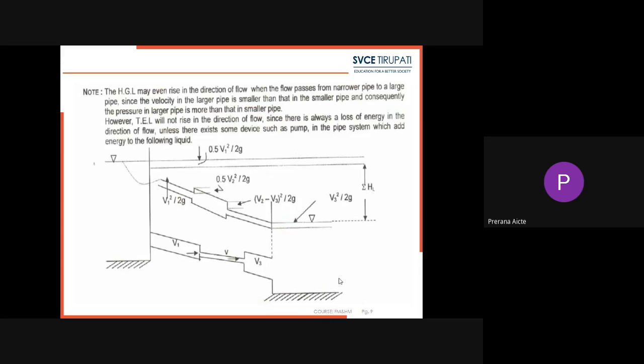But coming to the total energy line, the line will not rise in the direction of the flow, unlike the hydraulic gradient line. In total energy line, this line will not rise in the direction of the flow, since there is always a loss of energy in the direction of the flow. Due to that, the line cannot rise in the direction of the flow, unless there exist some devices such as a pump in the pipe system which add energy to the flowing liquid.